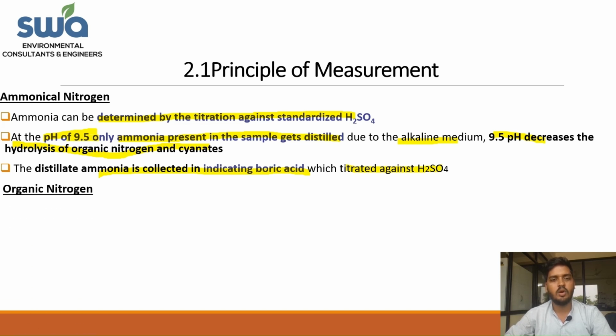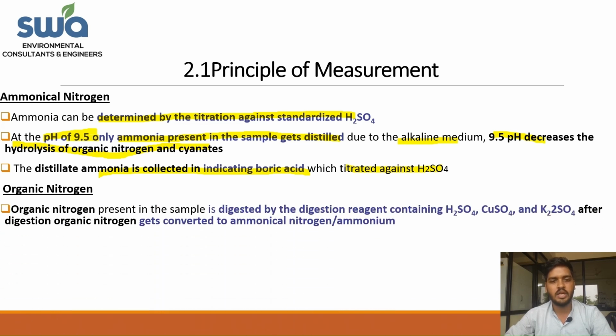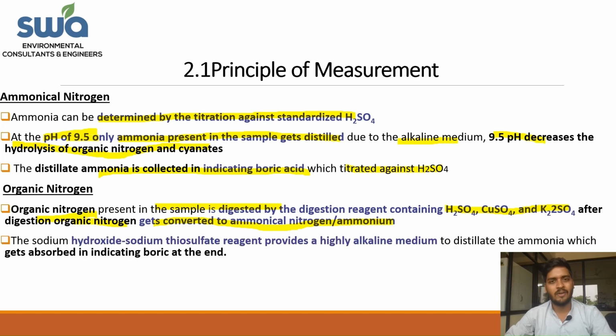For organic nitrogen, whatever residue remains after performing the procedure for ammonical nitrogen will get digested with the help of digestion reagent. The digestion reagent contains H2SO4, CuSO4 and K2SO4. After the digestion is completed, the organic nitrogen present in the residue will get converted into ammonical nitrogen or ammonium. After that, an alkaline medium is provided to the sample with the help of sodium hydroxide and sodium thiosulfate reagent.